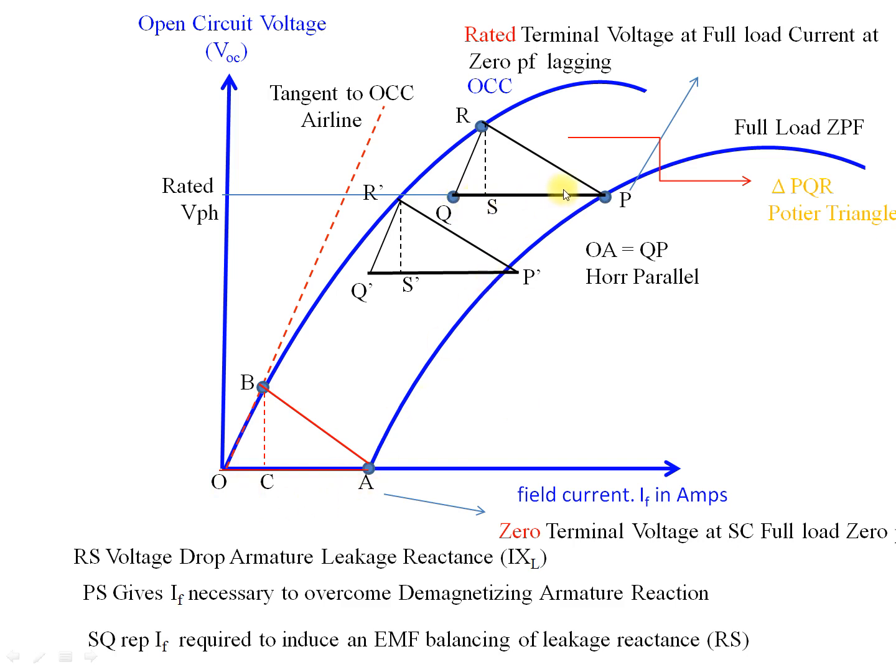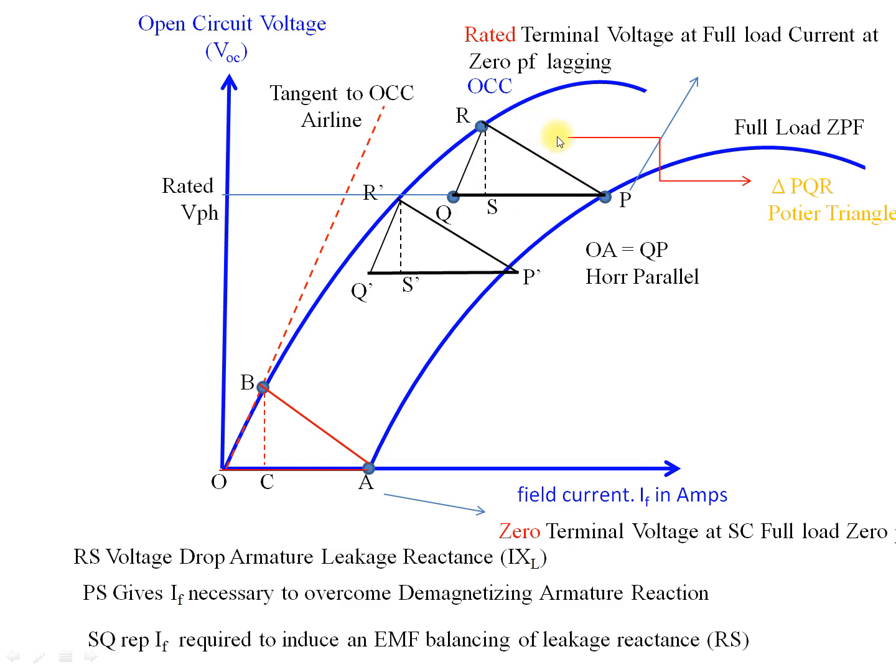After drawing this line, we need to draw a parallel line to this particular air gap line. That parallel line is given as RQ over here. That parallel line will be touching the OCC at R. After getting this point, we can join PR and RS like we have shown in this figure.